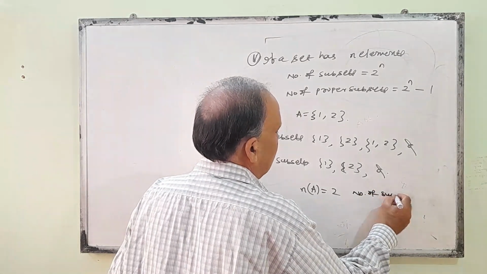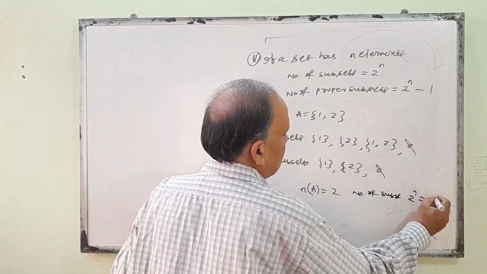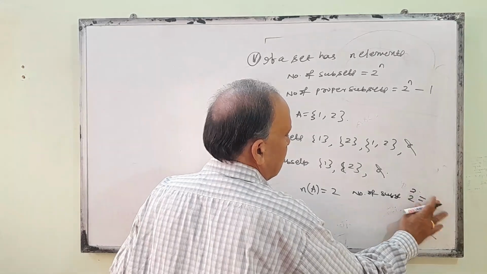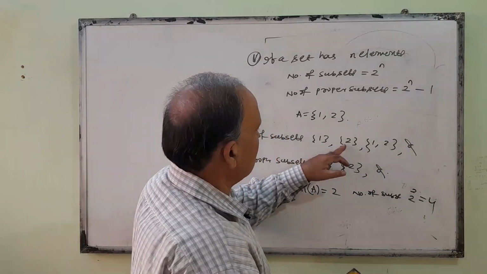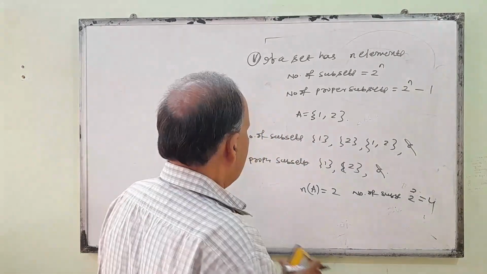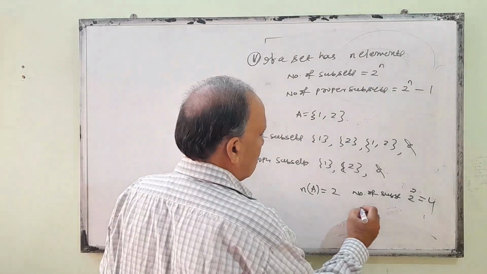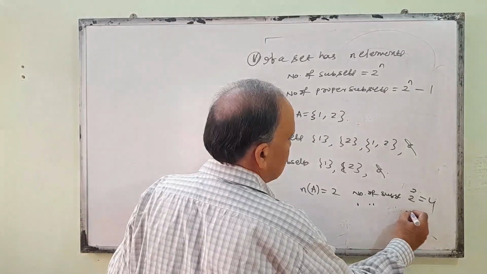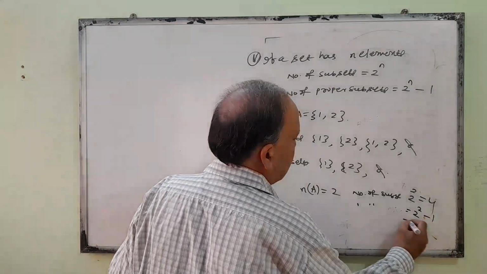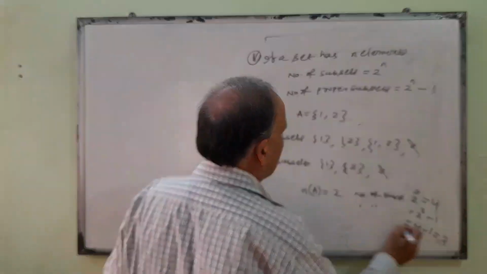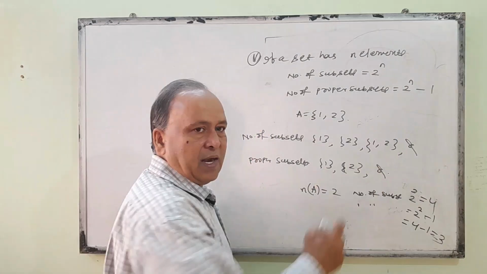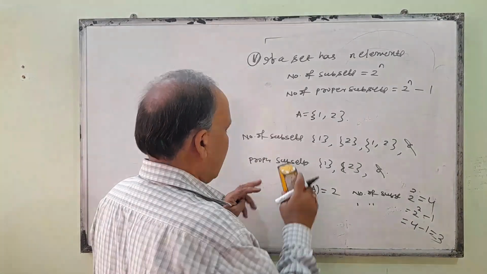Number of subsets is equal to 2 to the power 2, that is equal to 4. You see 1, 2, 3 and 4. And the number of proper subsets is equal to 2 to the power 2 minus 1, that is 4 minus 1, that is equal to 3. These are 1, 2 and 5. These are the one example.